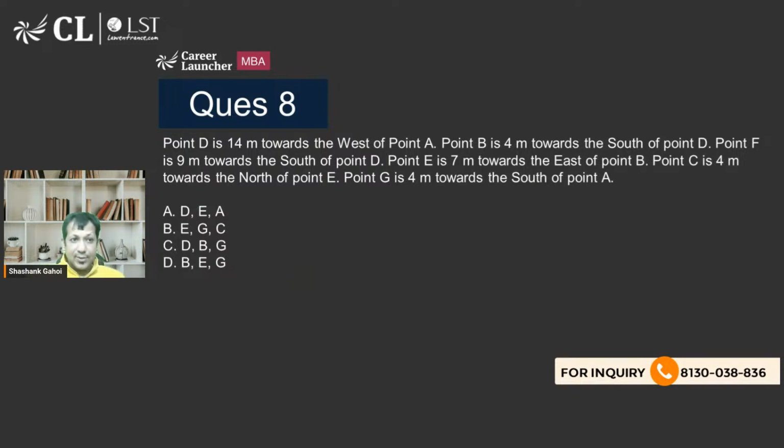What does it say? Okay. So it says the first statement is point D is 14 meters towards the west of point E. So whenever you have a question of directions, always assume there is one person who is standing at this one intersection, or I would say origin. I know this is east, this is west, this is north, and this is south. A is standing at the intersection or origin. D is here, 14 meters.